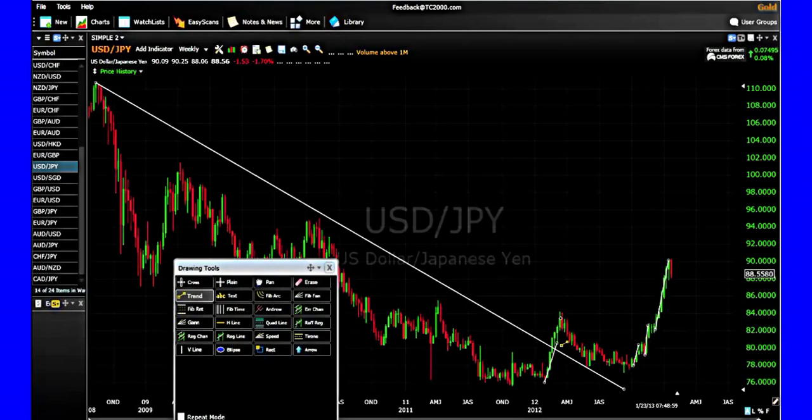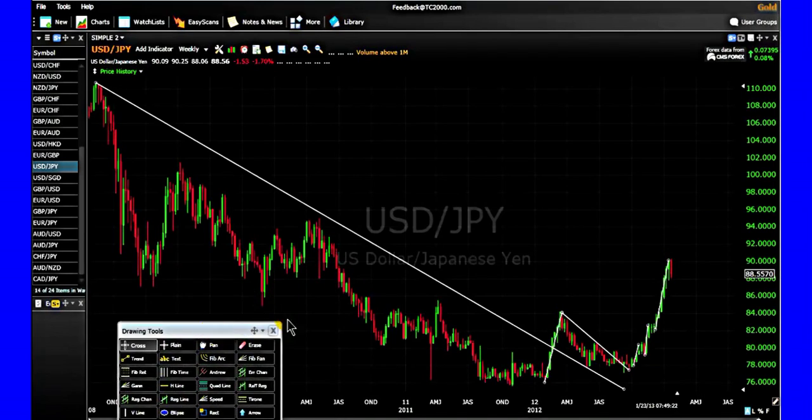This is not the first wave, because many of my Elliott wave practitioner colleagues think that from here to here is the first wave, and from here to here that's the second wave, and from here to here this is the third Elliott wave.